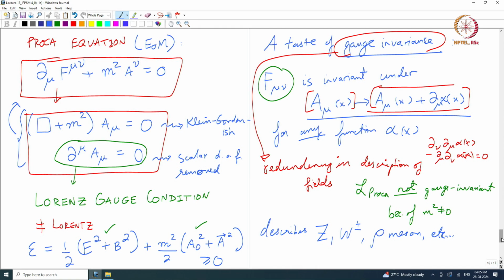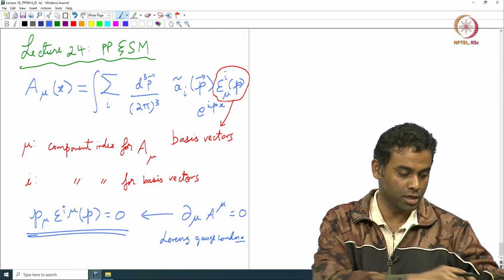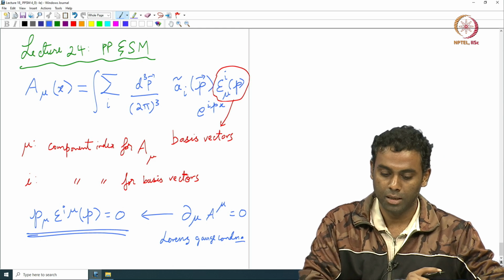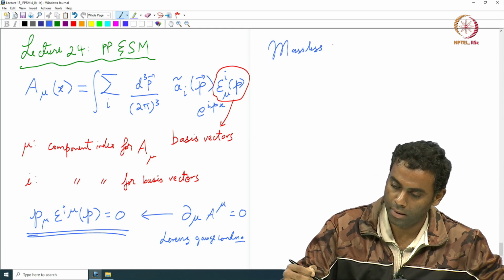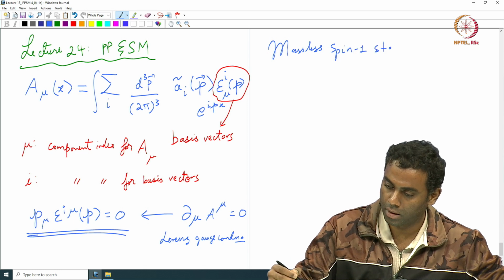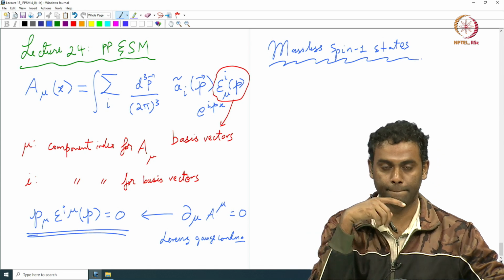Okay, excellent. Now I think we have all the tools to construct a Lagrangian for massless spin 1 states. Okay.